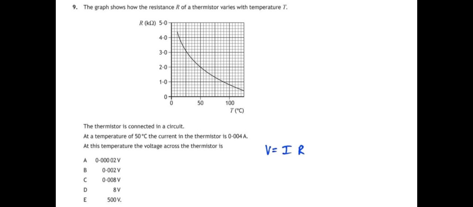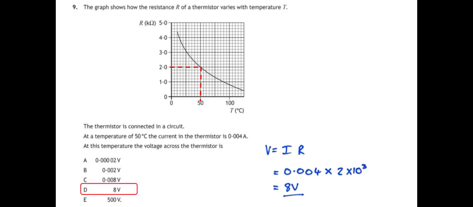The current is 0.004 amps. For the resistance, we need to look at our graph and find out what resistance the thermistor has at 50 degrees Celsius, and we find that it is 2 kilo ohms. So 0.004 times 2 times 10 to the power 3 gives us 8 volts, which is answer D.